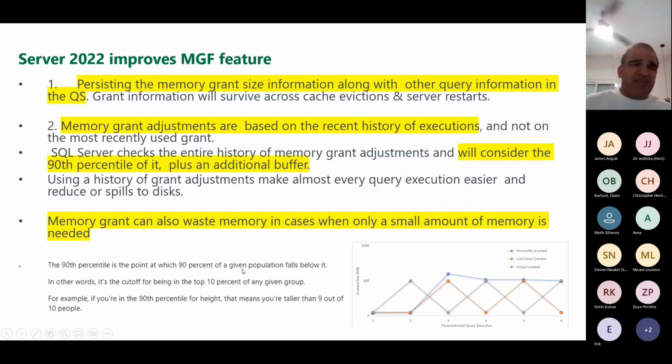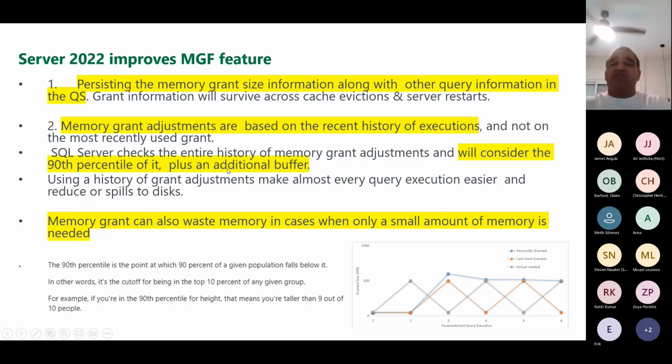So, how does SQL Server 2022 improve these features? First, it persists the memory grant information, we will see it in the demo, along with other query information in the Query Store. And memory grant adjustments are based on the recent history of the executions. SQL Server checks the entire history and will consider the 90th percentile. It means the 90th percentile is the point at which 10 percent of a given population falls below.